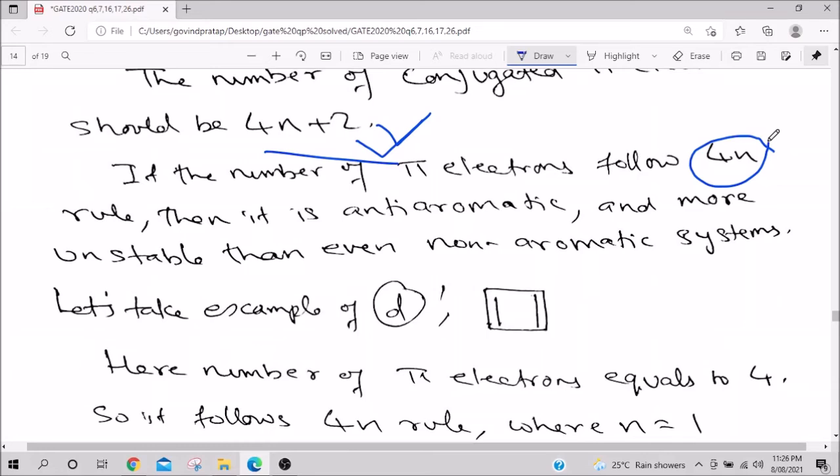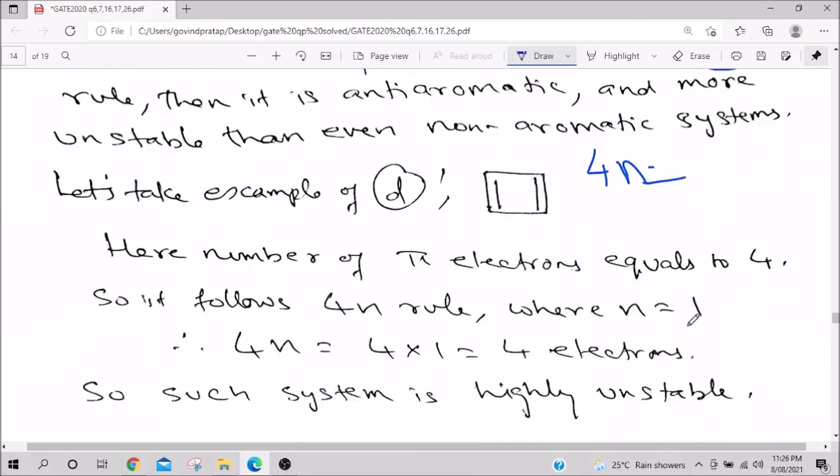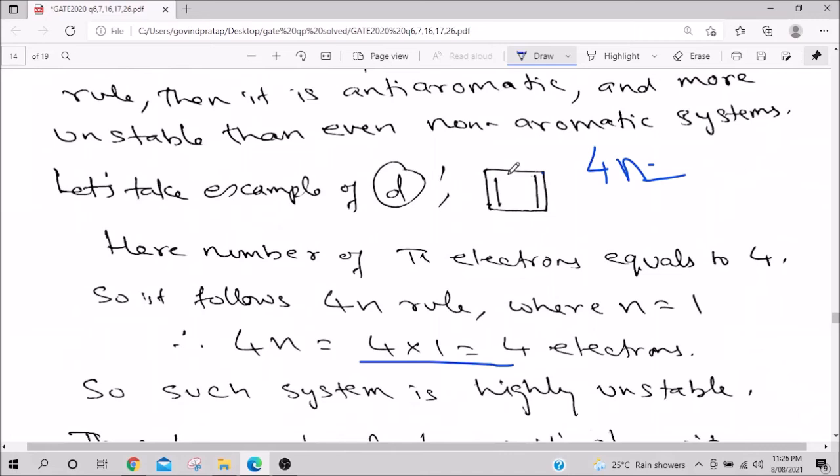So look at this molecule. This molecule is cyclic, planar, conjugated, but the number of electrons is 4. So 4n, you know, n can be 0, 1, 2, 3. So 4 into 0 is 0, that does not make sense. But 4 into 1 is equal to 4. So this is anti-aromatic. Nobody wants to be anti-aromatic.